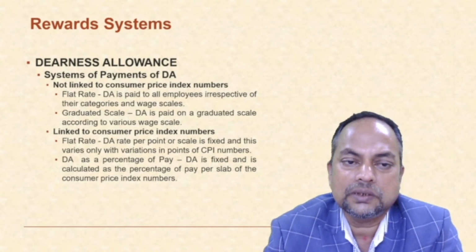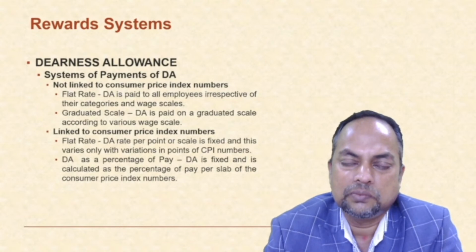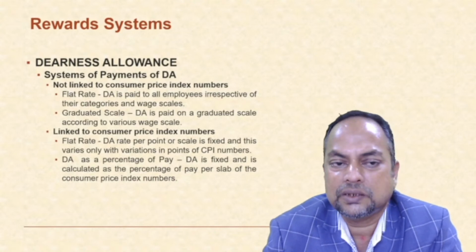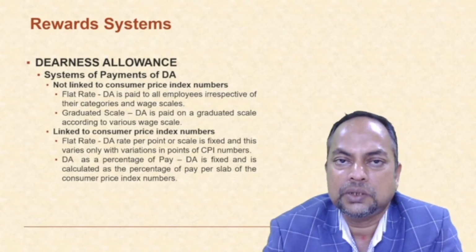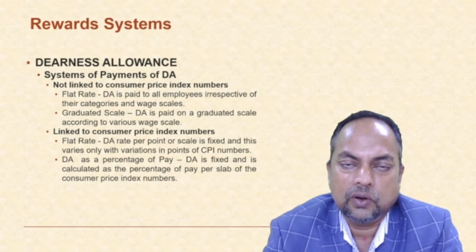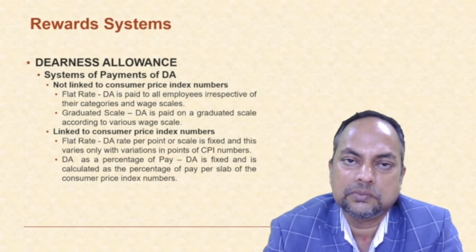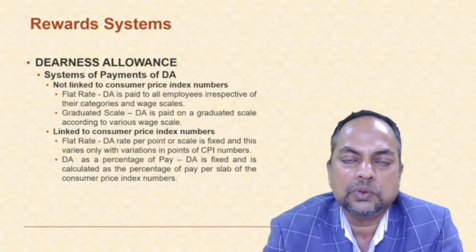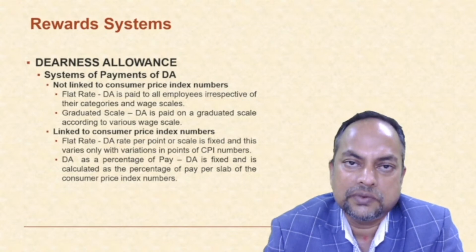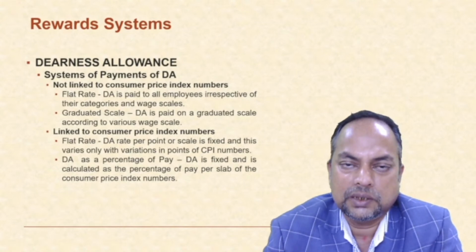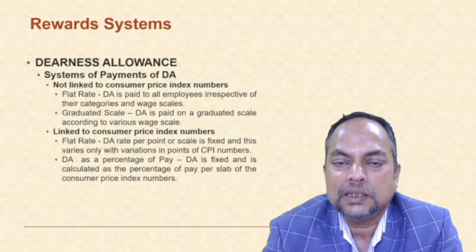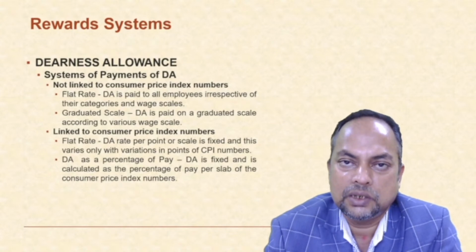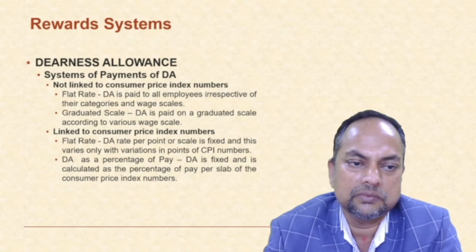Flat rate of dearness allowance means that all the employees, irrespective of their categories or the wage scales, will be paid the dearness allowance. All the employees will be paid the dearness allowance, irrespective of their categories or wages. So what it says is that even if we have differences in terms of the jobs in the organizational hierarchy, DA is applied to all those kinds of jobs in a uniform way. That's a flat rate of DA.